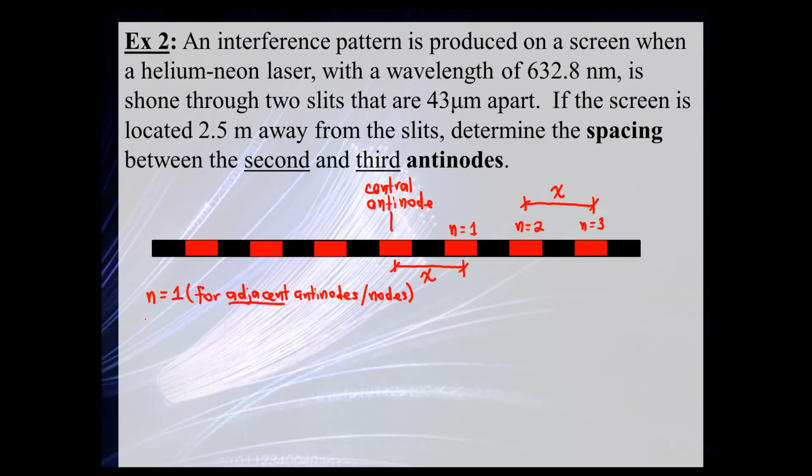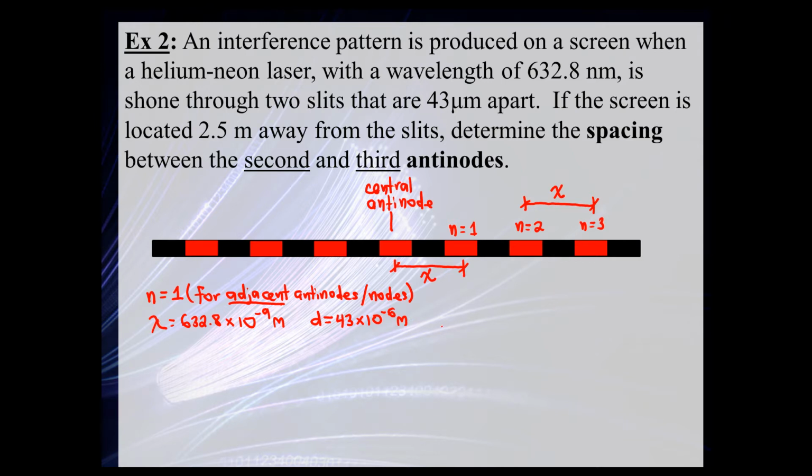We know the wavelength. It's in nanometers. To go from nanometers to meters, you multiply by 10 to the negative 9 meters. So you have 632.8 times 10 to the negative 9 meters. And what else do we have? The slits are 43 micrometers apart. Micrometer is times 10 to the negative 6 meters. Millimeter would be 10 to the negative 3rd meters.